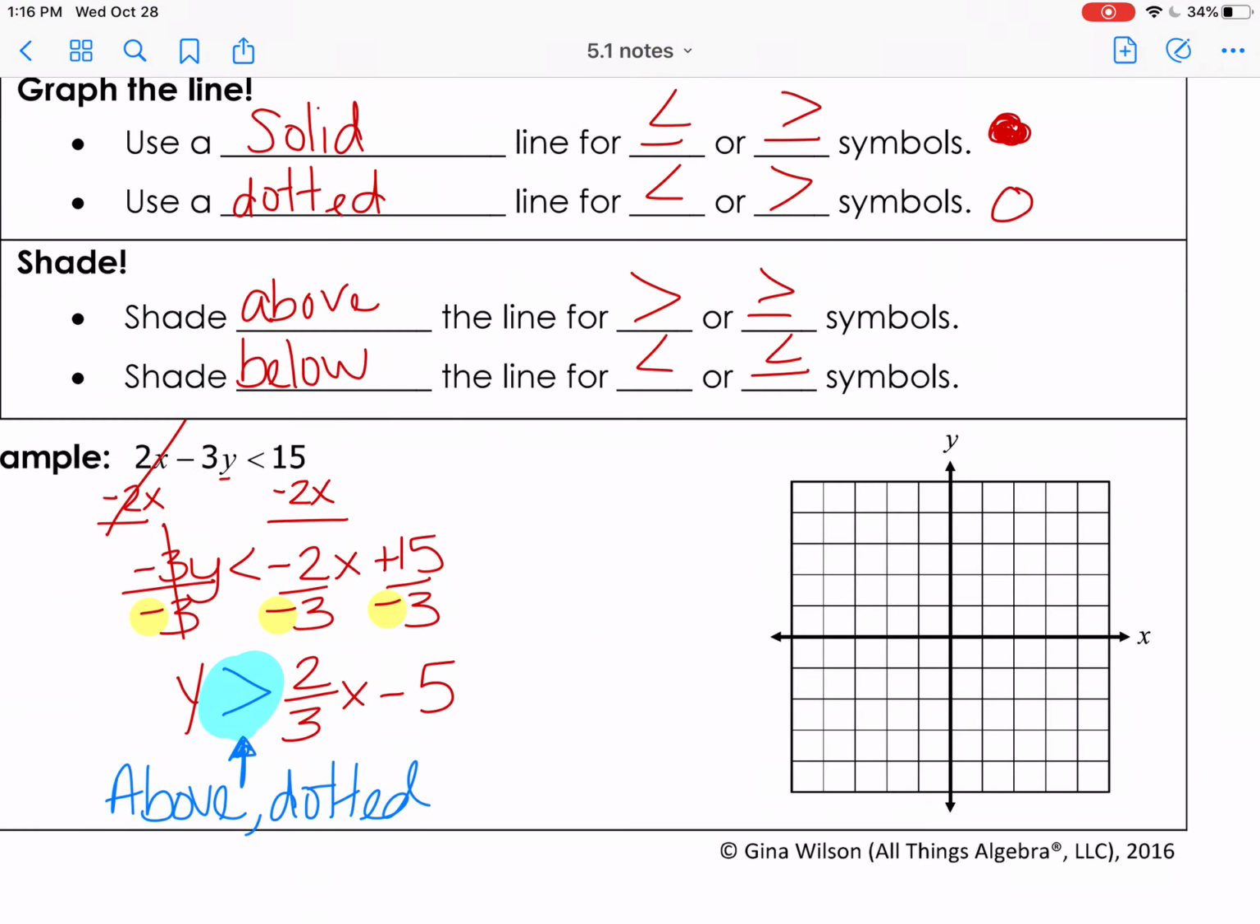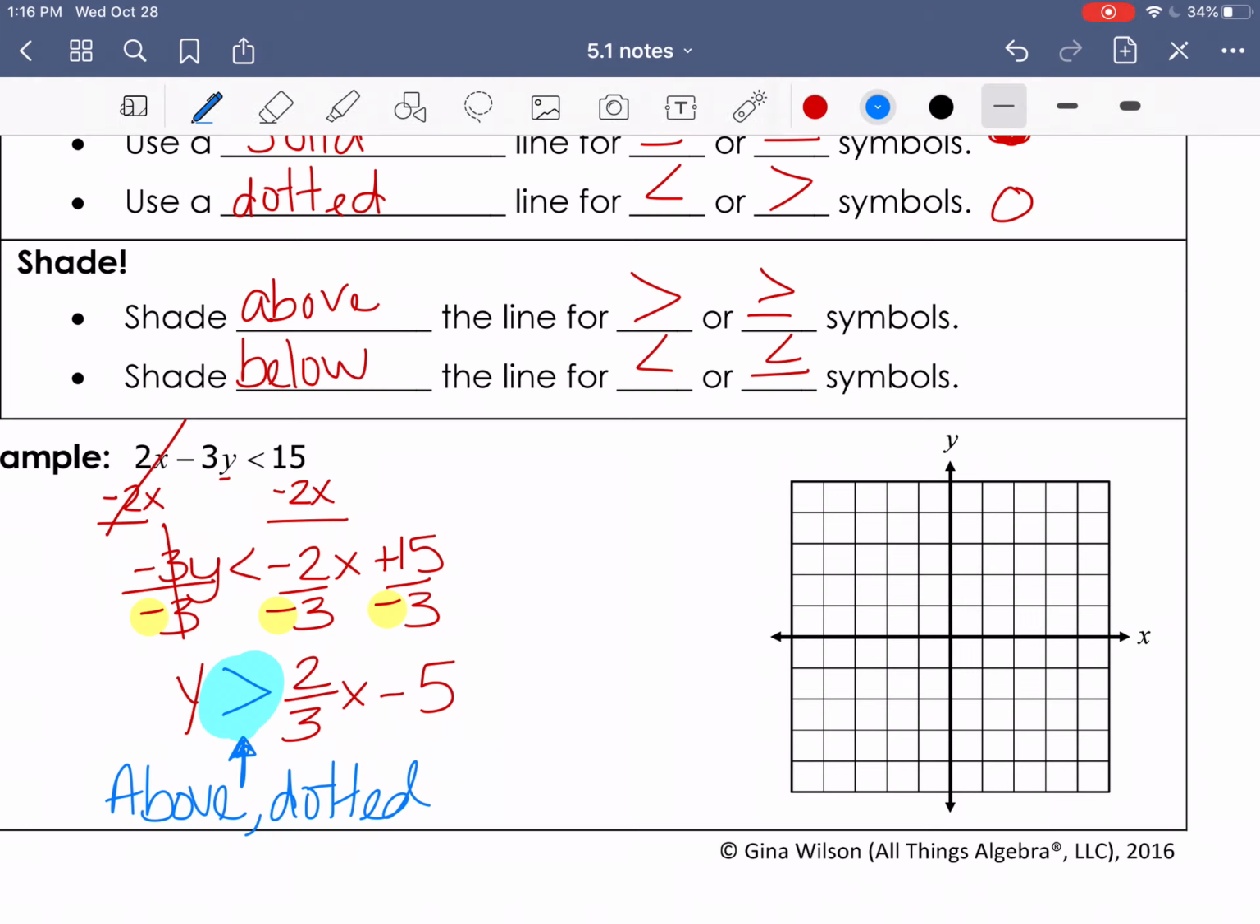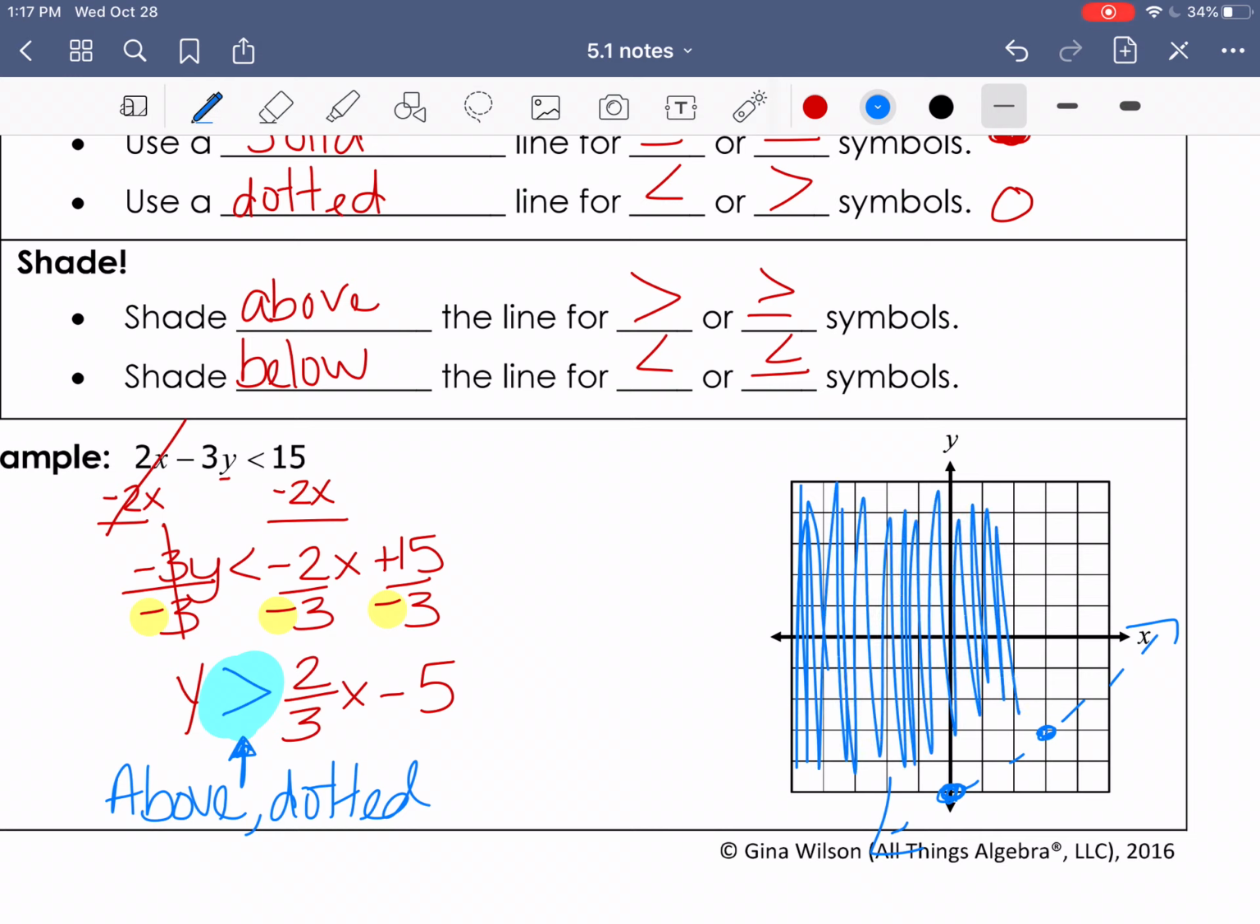So I'm going to go to my graph. I find -5 at the bottom. I go up 2 over 3, and I can only fit that in once, so I guess that's all I'm going to do. Again, it's dotted or dashed, so it's not your solid line. And you shade above it, so it's an entire region now, and this entire area is technically your answer.